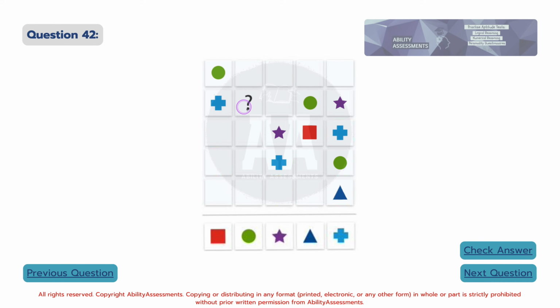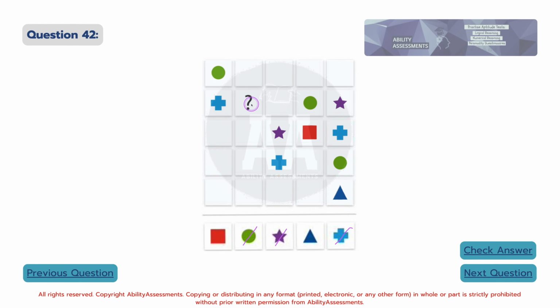So we know the question mark cannot be a cross because it's already there in the same row. Similarly, it cannot be the circle or the star because we already have those shapes in this row. So the circle and the star can be crossed out. This means that this question mark can either be a square or a triangle. And so we have two blank boxes in this row. One of them will be the square and the other will be the triangle.